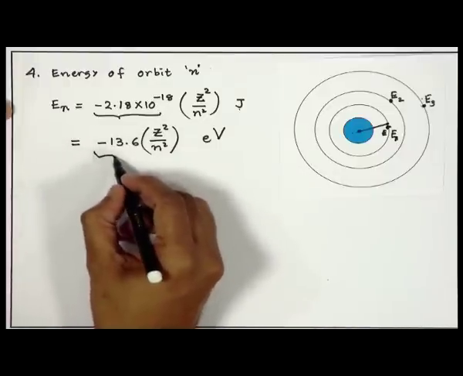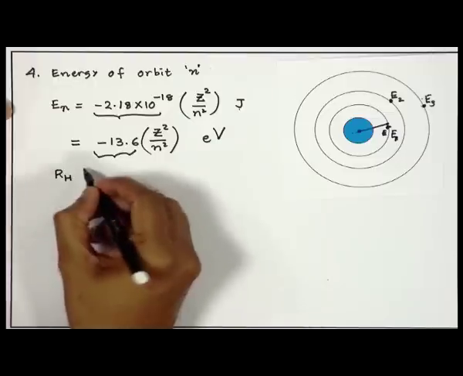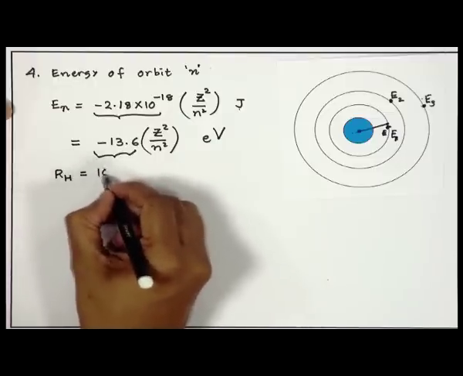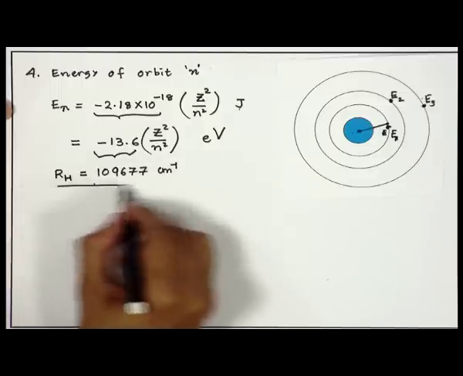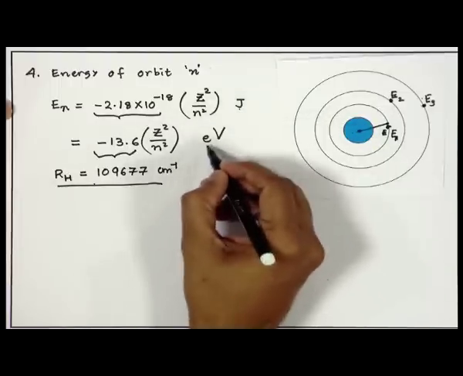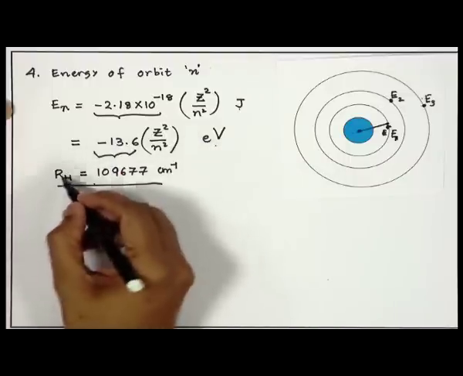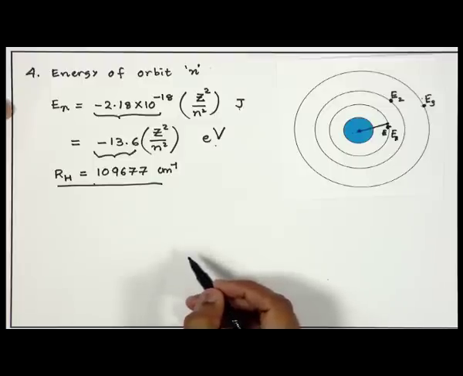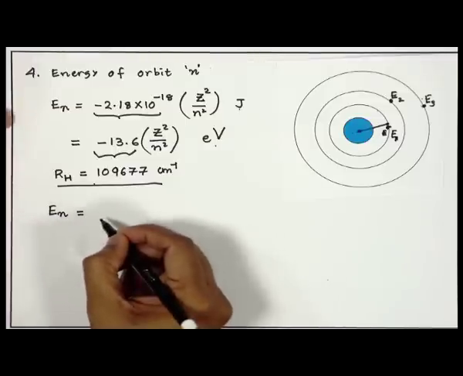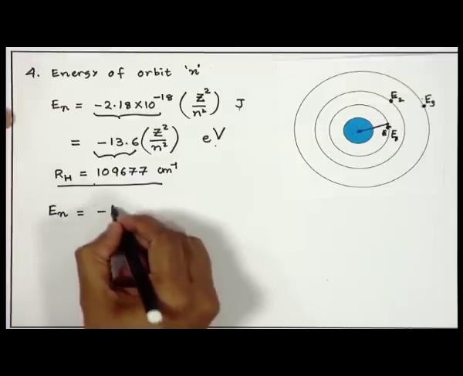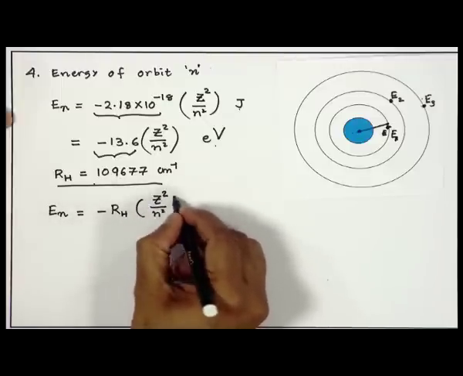If you do a small exercise and find out the value of Rydberg's constant, we know that is 109677 centimeter inverse. Please convert this number to the units of joule or electron volt, and you would see that this corresponds to 13.6 electron volt, or 2.18 into 10 to the minus 18 joule. So, the solution for Bohr's atomic model, the energy, is essentially the Rydberg's constant multiplied by z square divided by n square.